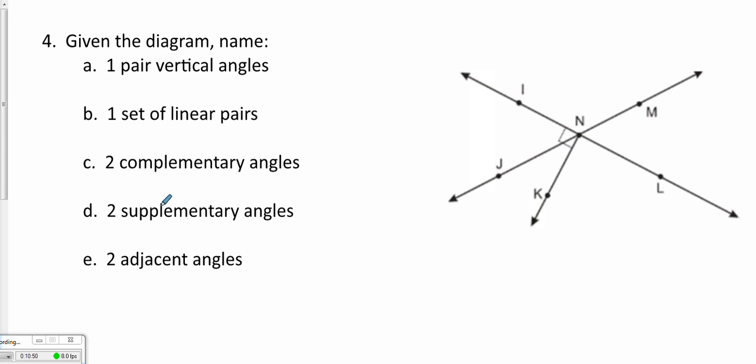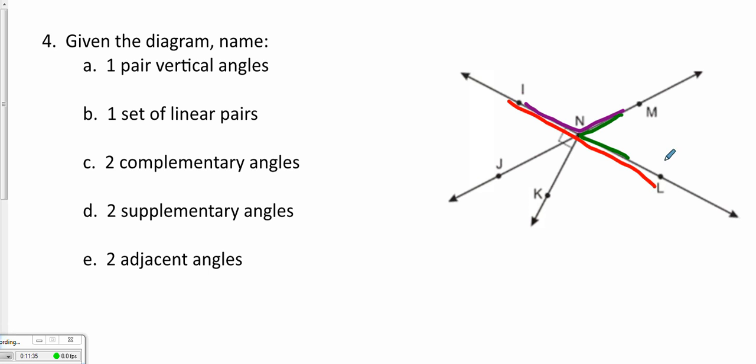Two supplementary angles. Remember, supplementary means they are going to add up to 180. Now, we don't know how big any of these are. There are no angle measures on any of them, except for this one that is a 90. So to say that something is supplementary, we're going to have to find linear pairs, because we know that all linear pairs are supplementary. So I and M and M and L, I'm going to use those ones as my example because here is a straight line. Here are the two angles, so they are a linear pair, so they have to be supplementary.